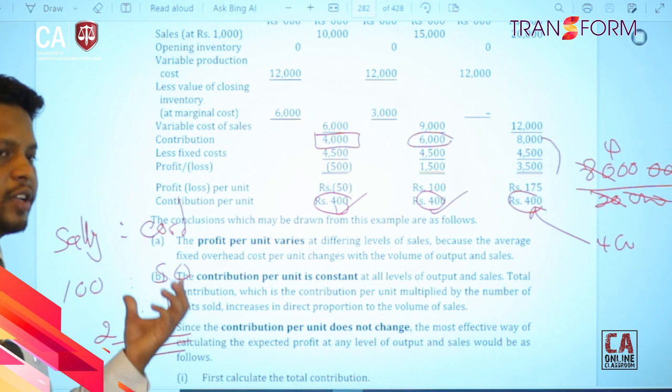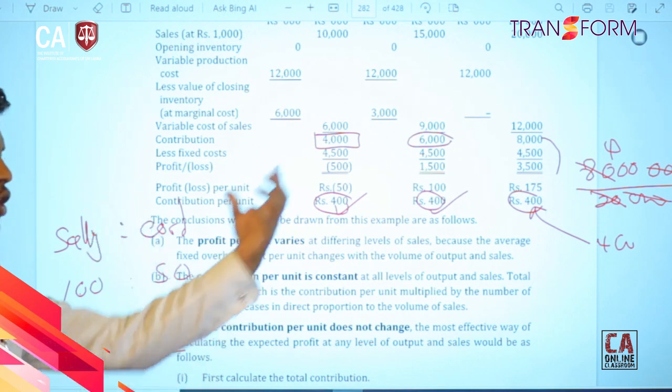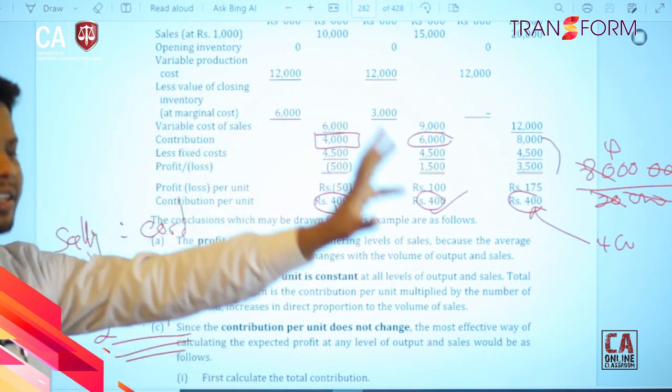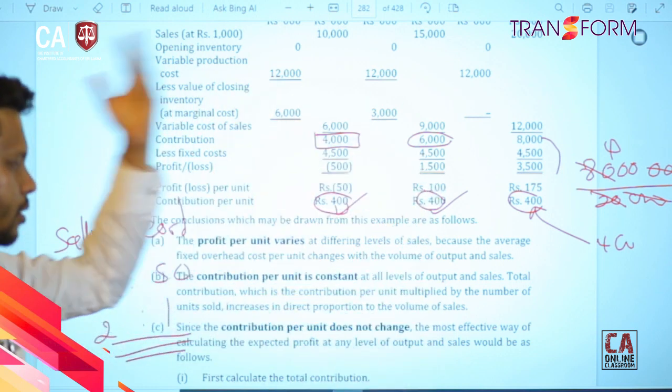This ratio is not going to be changed. The only thing that is going to change is what? Your production level and the selling level.